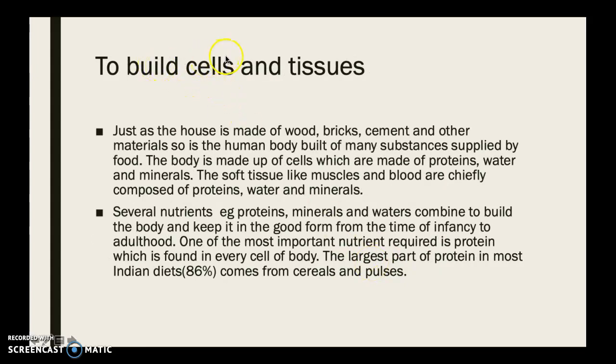Then building of cells and tissues. Just as the house is made up of wood, bricks, cement and other materials, so is the human body. It is built of many substances supplied by the food. The body is made up of cells which are made of proteins, water and minerals. The soft tissue like muscles and blood are chiefly composed of proteins, water and minerals. Several nutrients, for example proteins, minerals and water, combine to build the body and keep it in good form from the time of infancy to adulthood. One of the most important nutrients required is protein, which is found in every cell of body. The largest part of the protein in most Indian diets, that is 86%, comes from the cereals and the pulses.